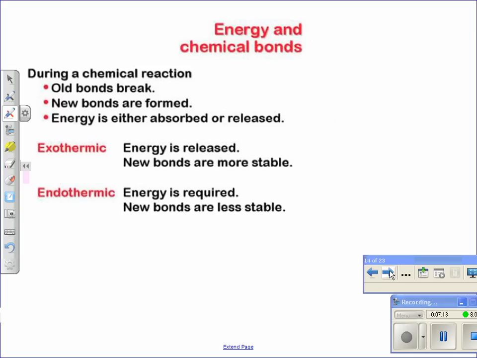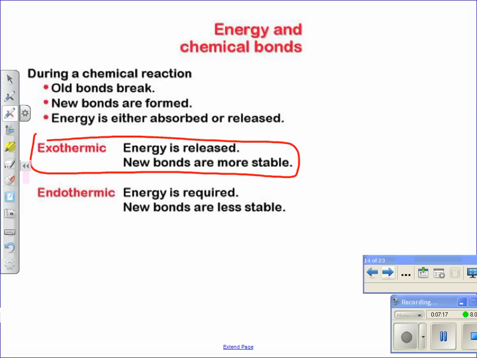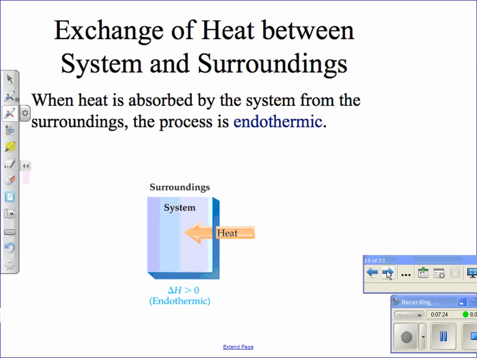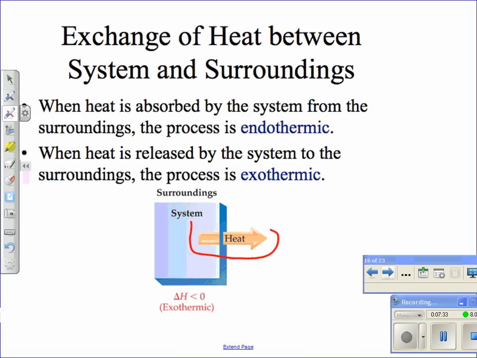All right, and exothermic means energy is released. The sign with an exothermic reaction is negative. Endothermic means that energy is absorbed by the system, so we give a positive sign. Heat going in, endothermic, positive delta H. Heat going out, exothermic, delta H, or enthalpy, which is heat, is going to be equal to a negative value.